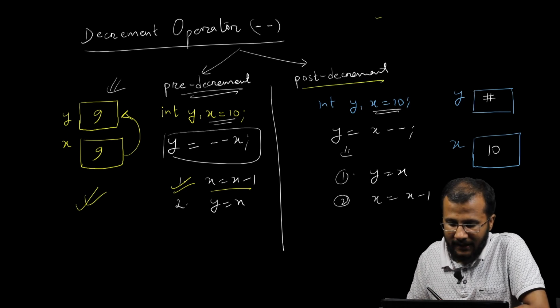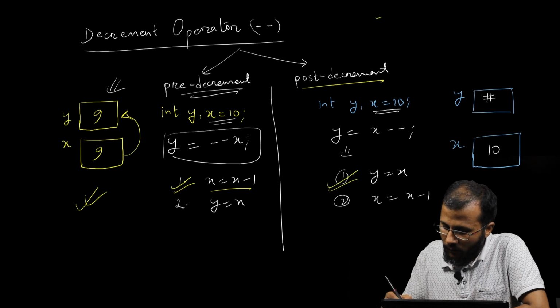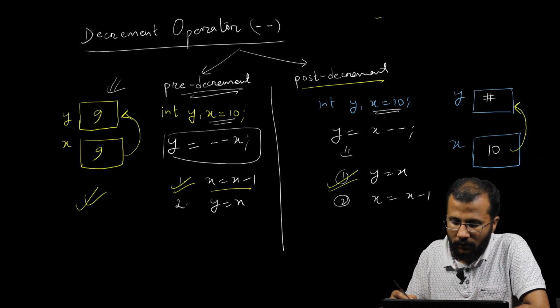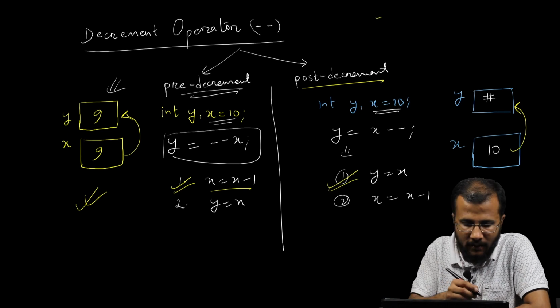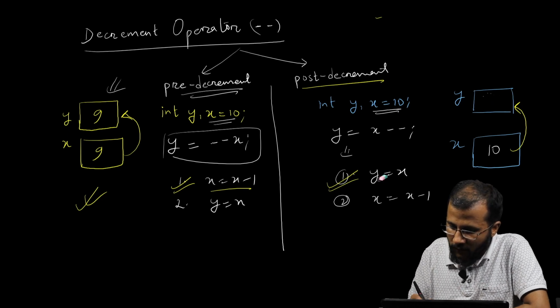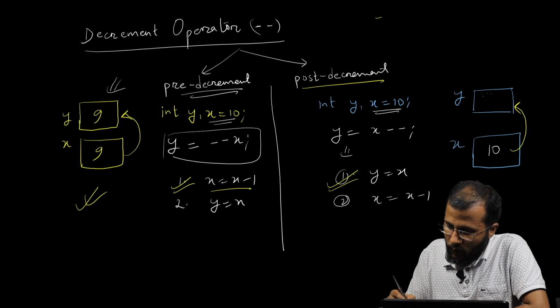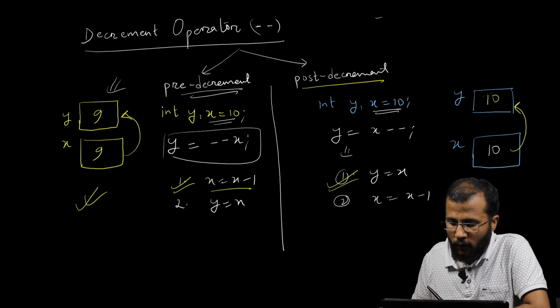Look at the post decrement. In the post decrement, first of all assignment is done, so the value of x is assigned to the garbage value, so y is having any random garbage integer value which is represented here by hash. Hash is actually not an integer value, don't get confused, this is just for representation purposes. So first of all y will be equal to x, so in that case 10 would be assigned to y.